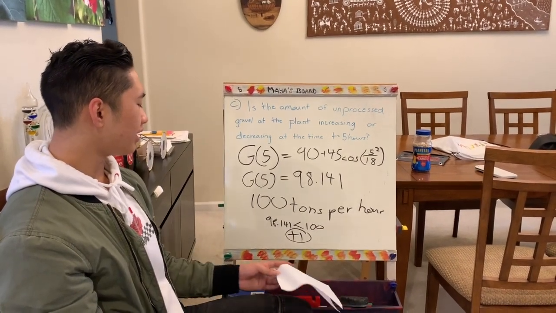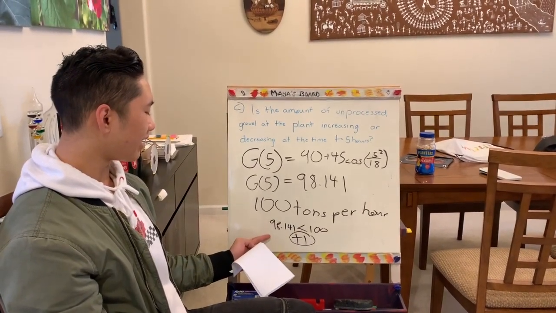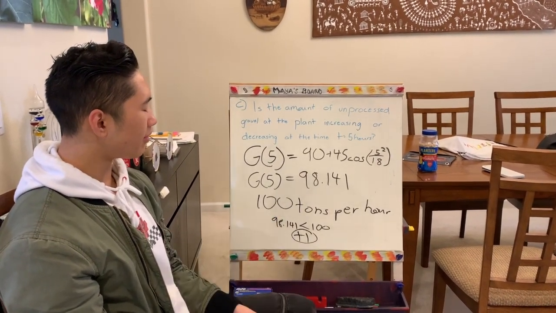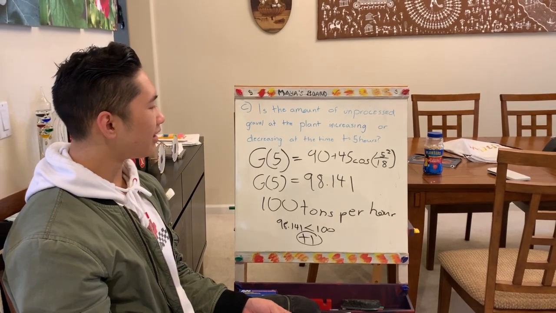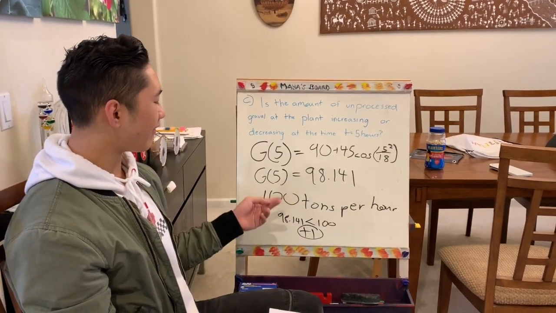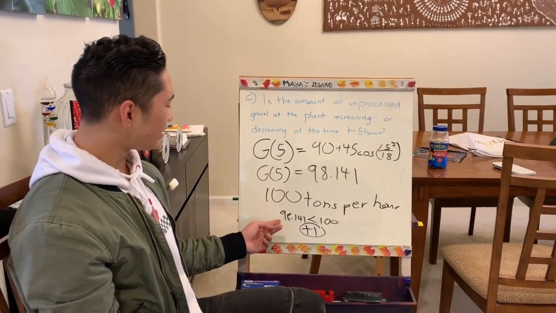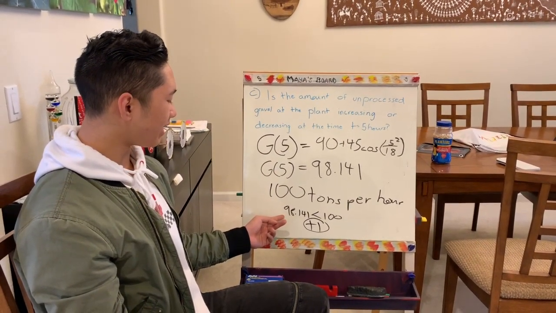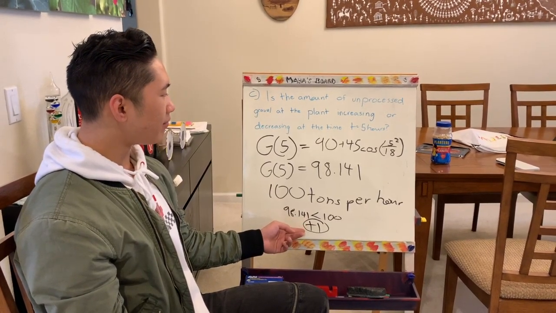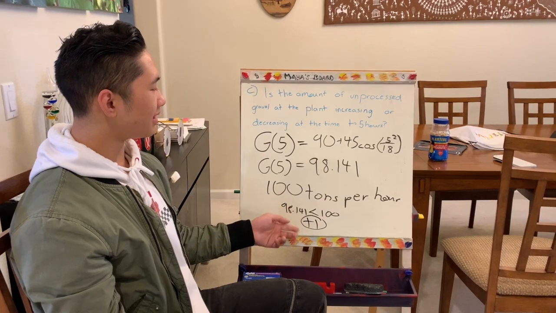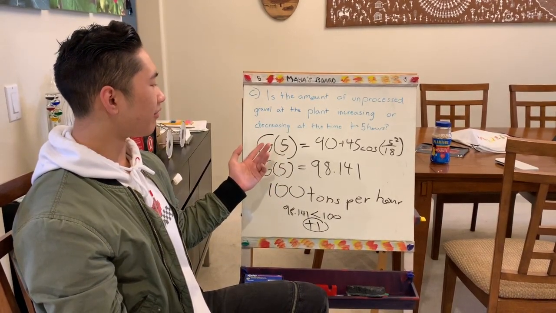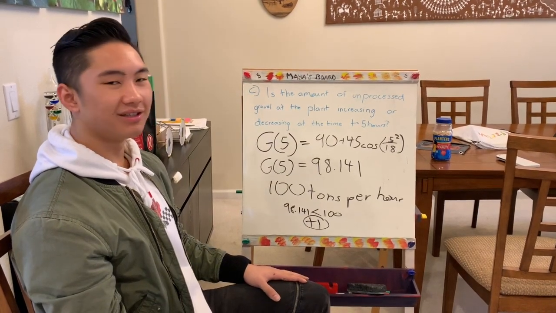You get 1 point in this question for showing that 98.141 is less than 100 tons per hour. And in saying that, you get another point for the conclusion, being that at 5 hours, the rate at which the gravel is arriving will be 98.141, which is less than 100, showing that more gravel would be processed than would be arriving, which would be a decrease in the amount of gravel in the plant.